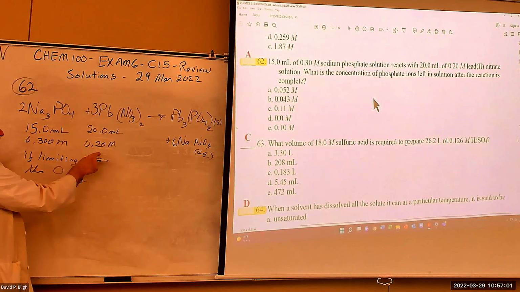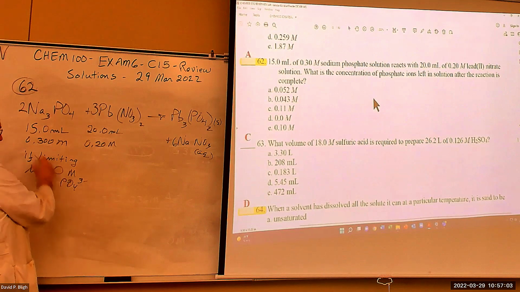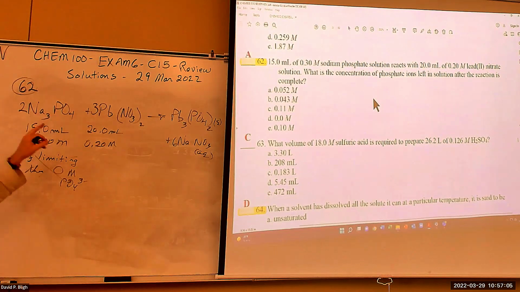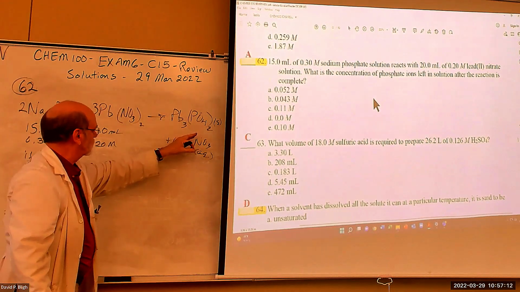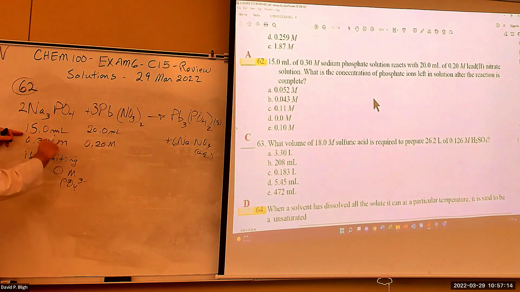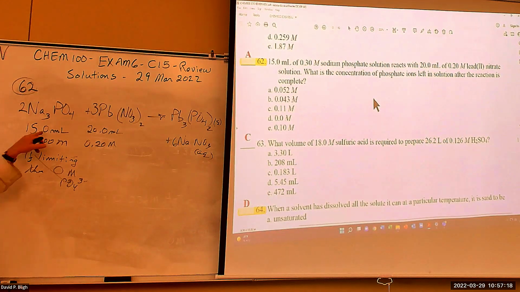But if this is limiting, you will have some excess here. And then that means you'll have some phosphate left over. You have to find out how much phosphate was used to make that product, and then subtract it from what you started with. Then divide it by the combination of the volumes. Okay.